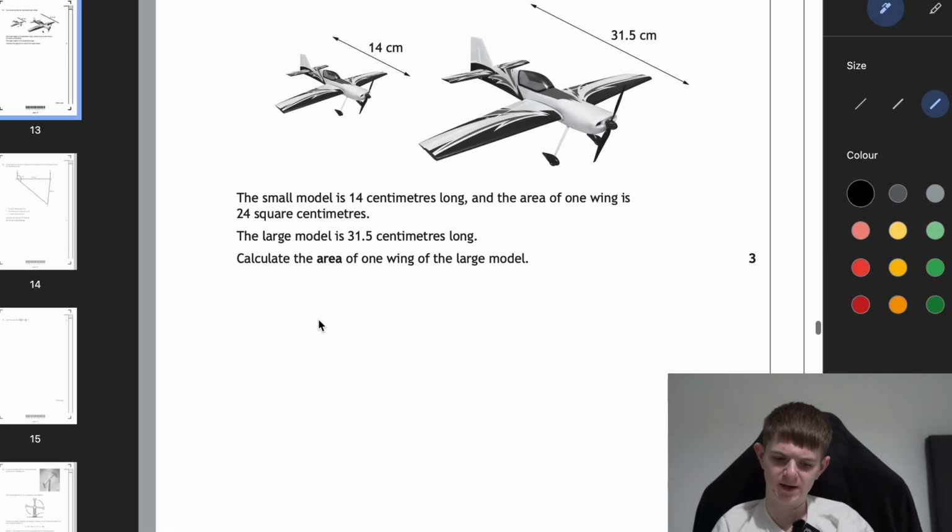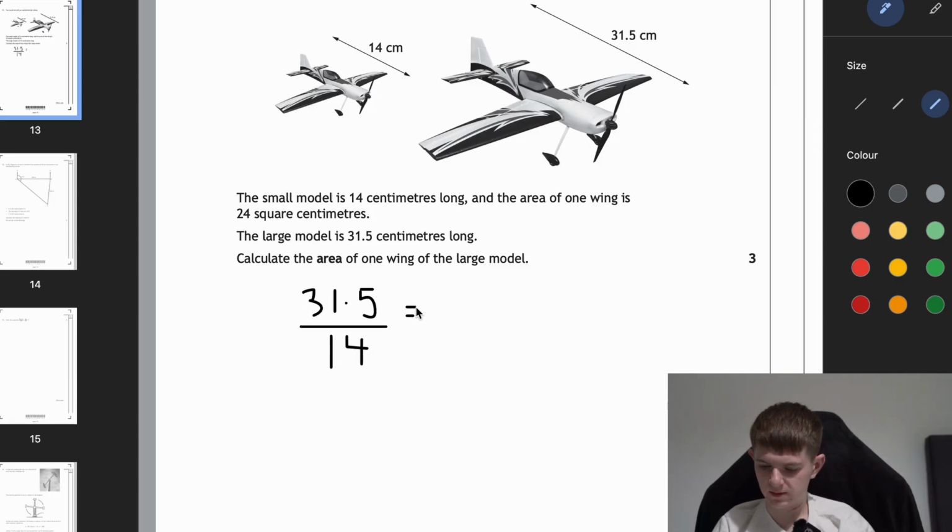A wee bit of similarity here, question 11. First things first, we need to find our scale factor. So how we do that is we get 31.5 divided by 14. We type that in the calculator.